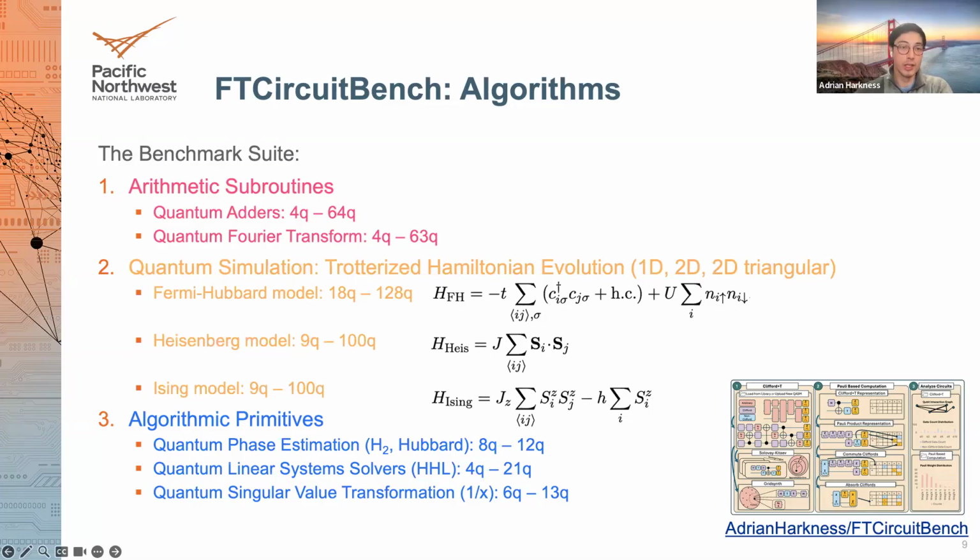So we include QSVT circuits of various sizes, implementing the polynomial transformation 1 over x. So this basically makes QSVT a quantum linear system solver with asymptotic complexity better than HHL, but with constant factors certainly larger as well. These are, I think, the largest circuits that we have in the repository. And we have QSVT from 6 qubits to 13 qubits.